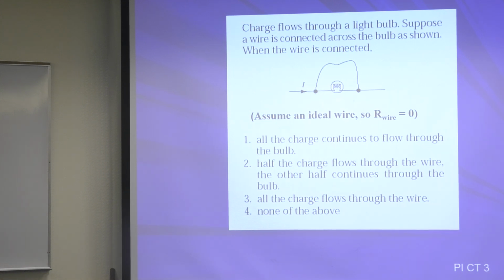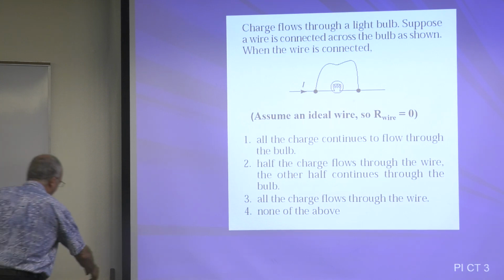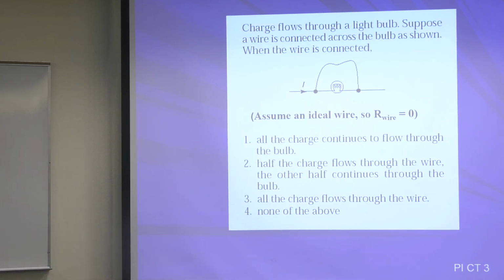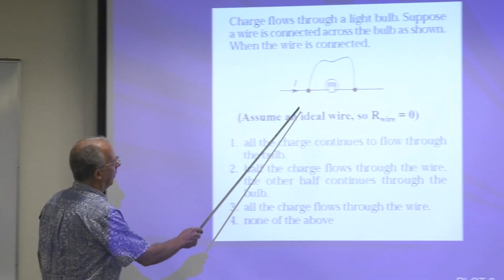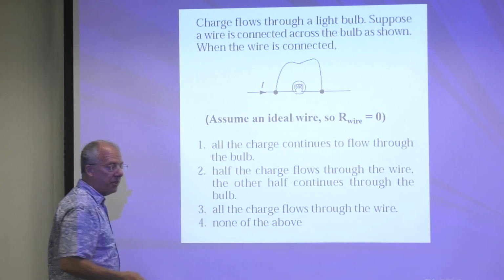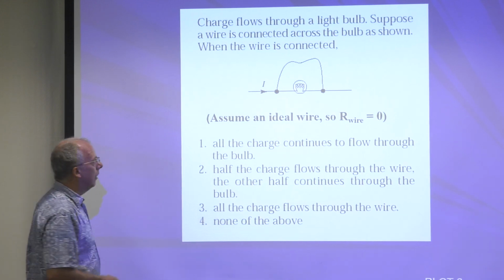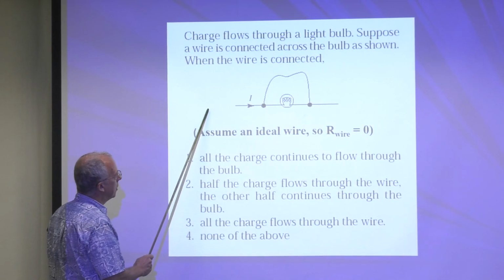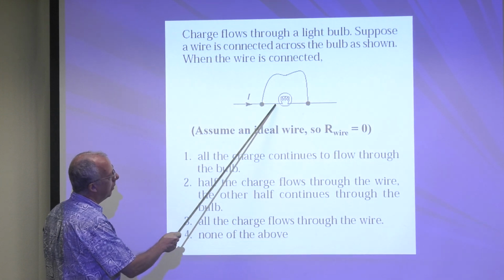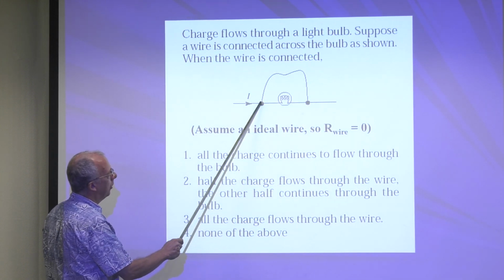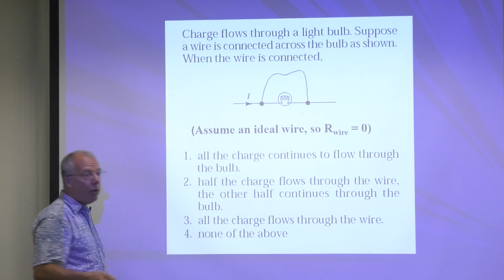All right. So I like to think of these things, just pretend that you're the electron or the positive charge carrier. Now, a light bulb has resistance, right? So think if you're a positive charge carrier. You're moving along the wire here, and then you have a choice. You can go through here where there's resistance. You can go through here where there's no resistance. What are you going to do?